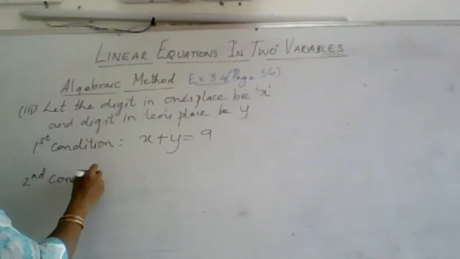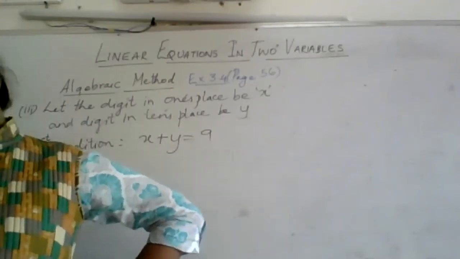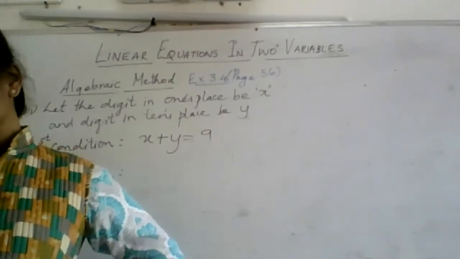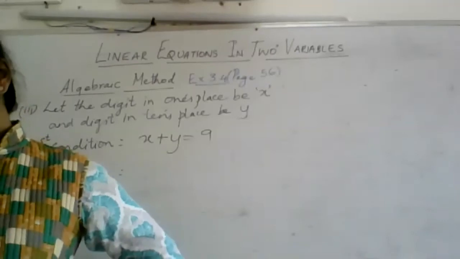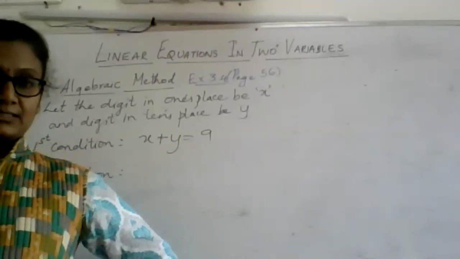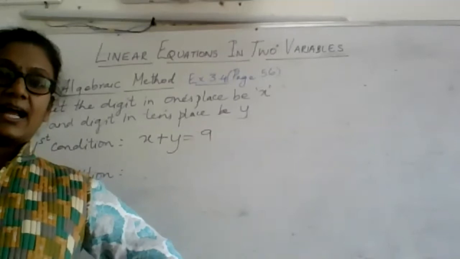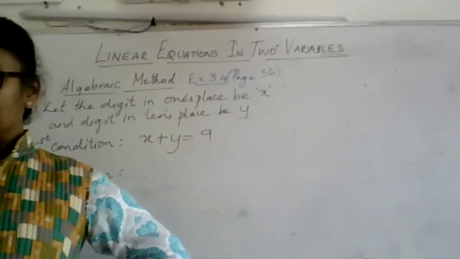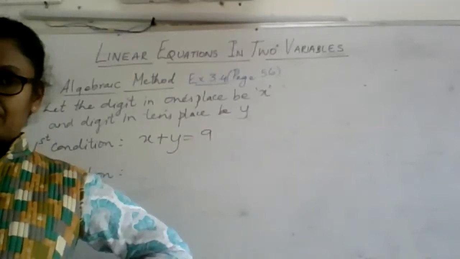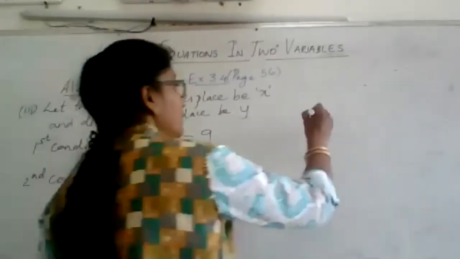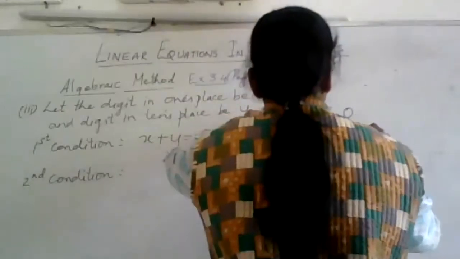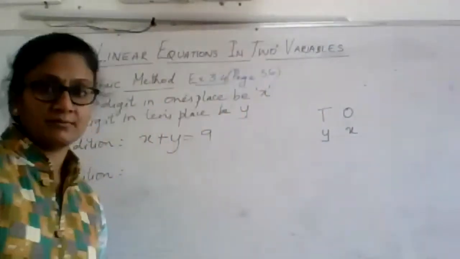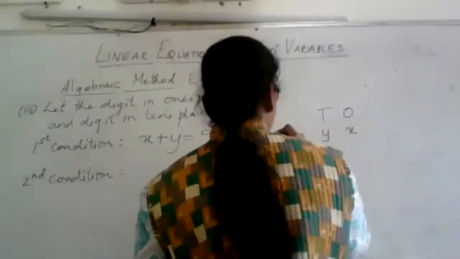You have to think properly because it has to do something with the place values. The second condition is also: 9 times this number is twice the number obtained by reversing the digits in the order. That is, the ones is replaced with tens and the tens is replaced with ones. So what is the original number? You have the tens place and the ones place. The original number has x in the ones place, y in the tens place. Correct? This is the original number.